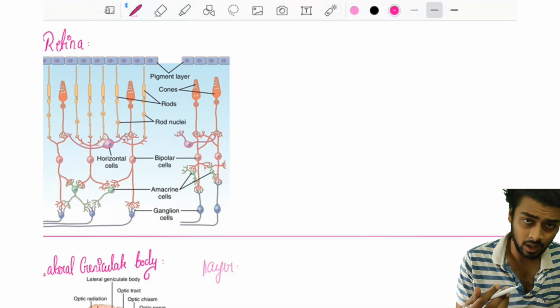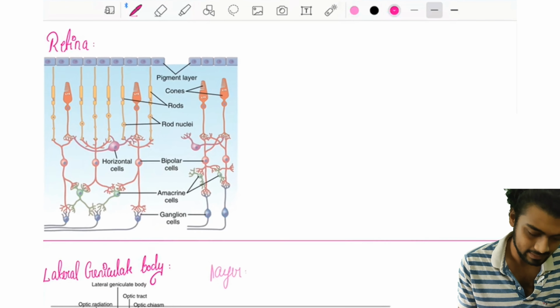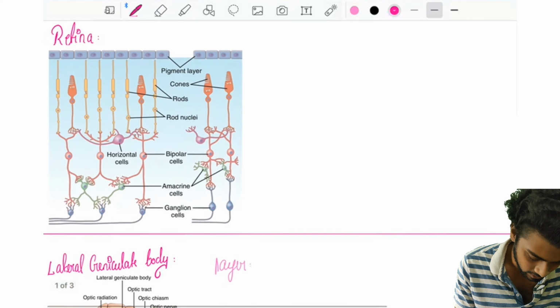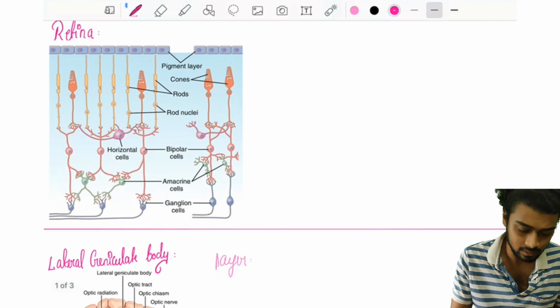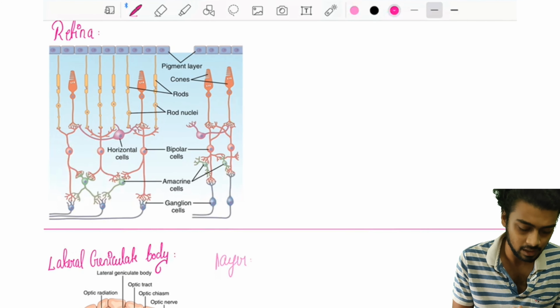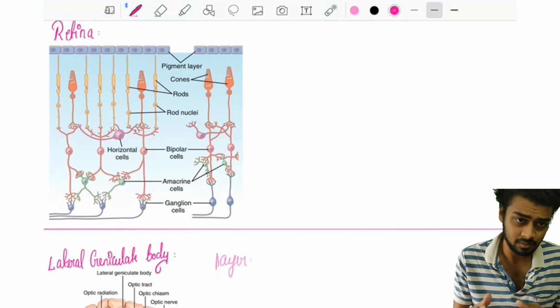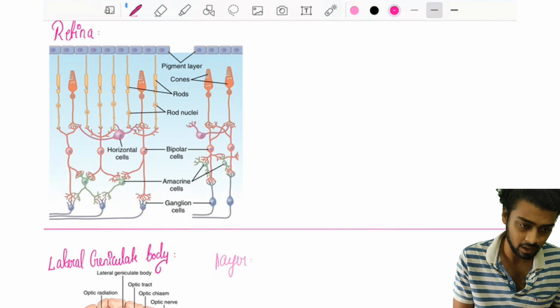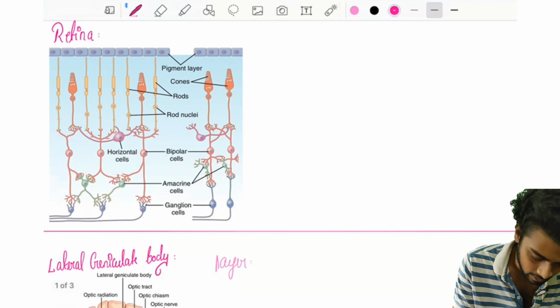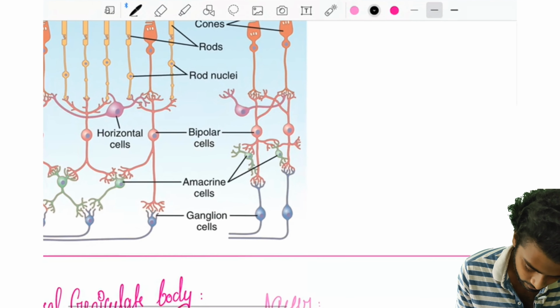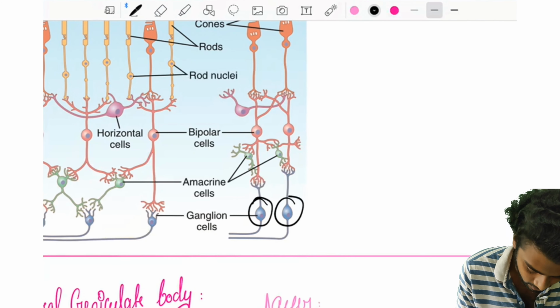First of all, you have to know what is retina. See, this is the basic arrangement of retina, guys. Since we are going to focus on the central pathway, we are not much bothered about the retina. If you want a specific lecture on retina, okay, this is the 10 layers of retina, guys, and see here, these are the ganglionic cells.